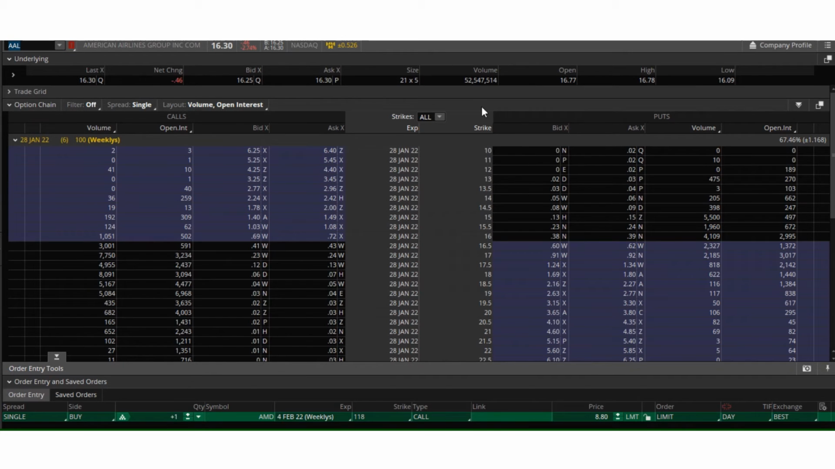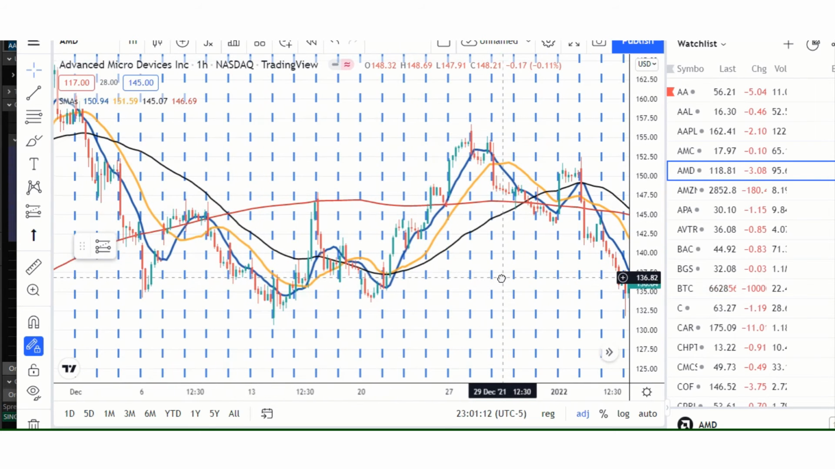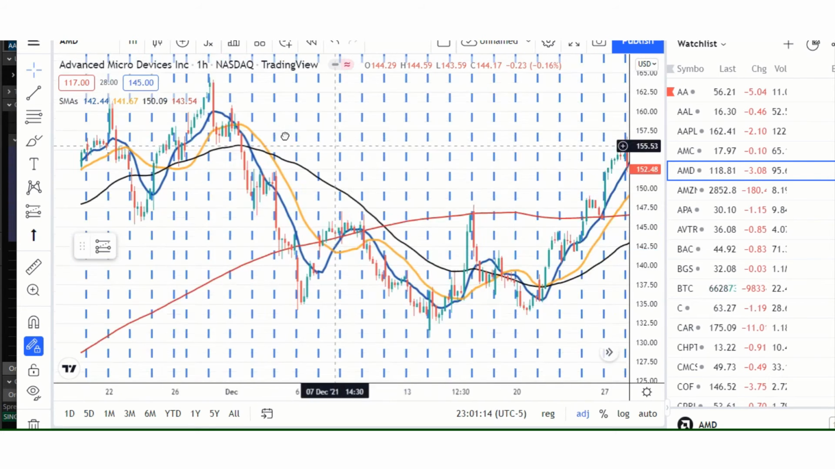Okay, so let's look at the chart for AMD. And now I see why there's such high open interest on the put side for the stock to go down. And as you can see, the stock is going down. So, yeah. Okay, so it's been going down for a while.